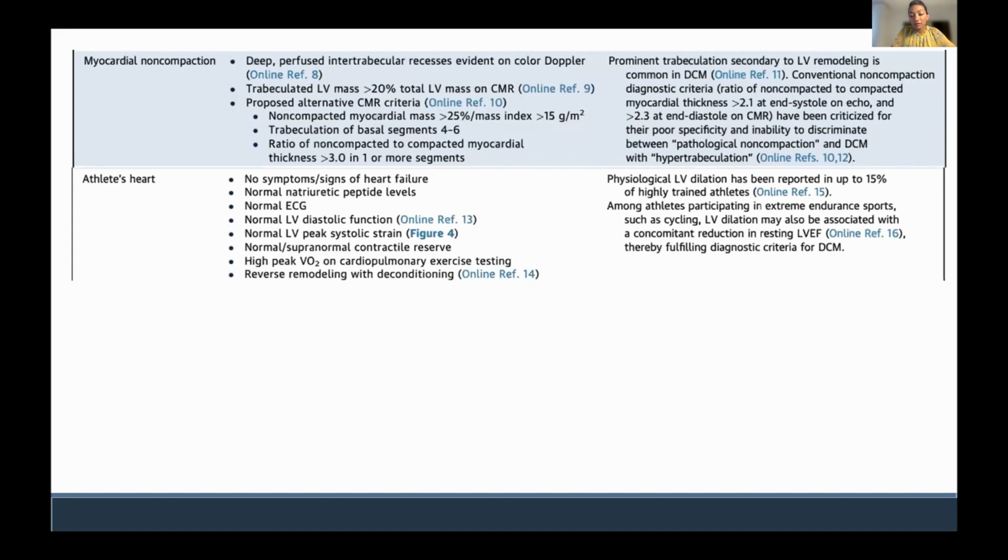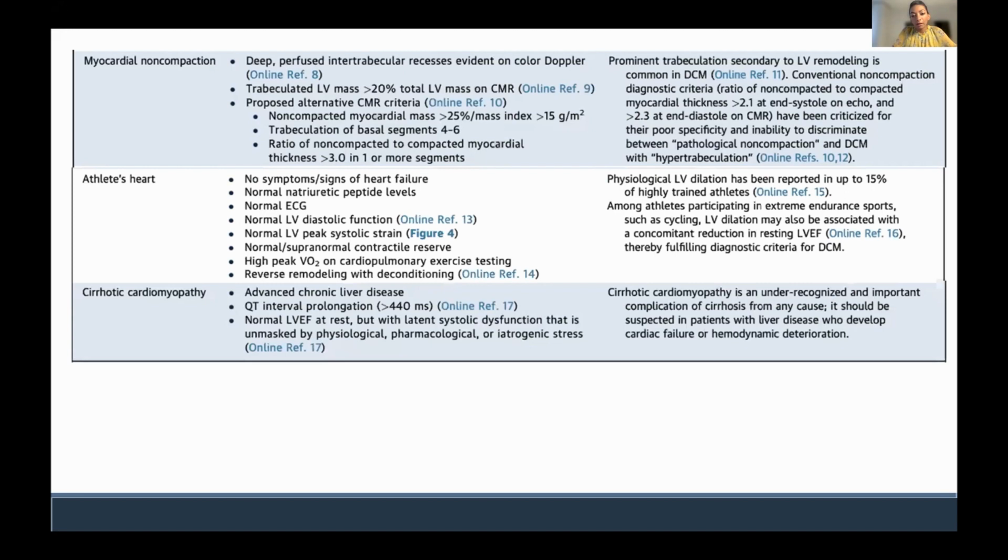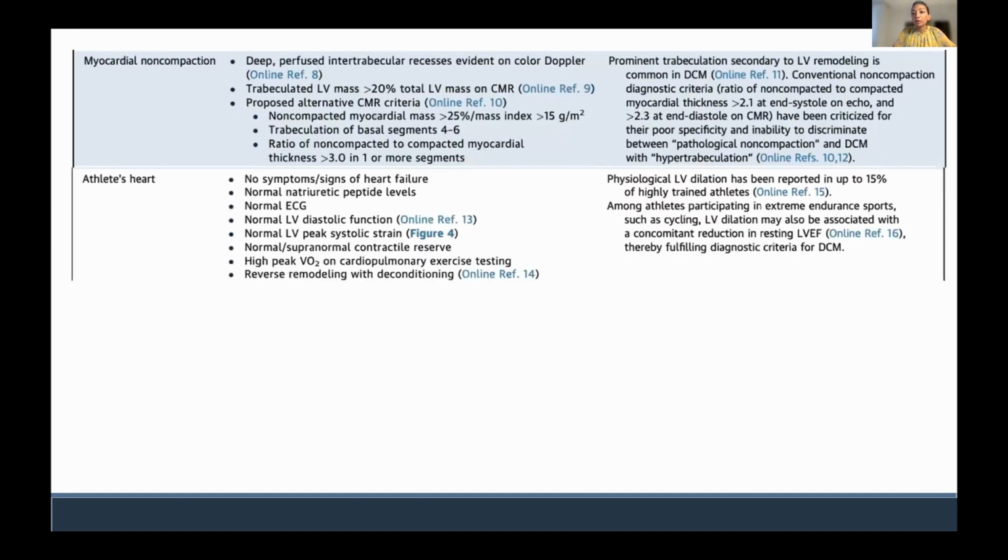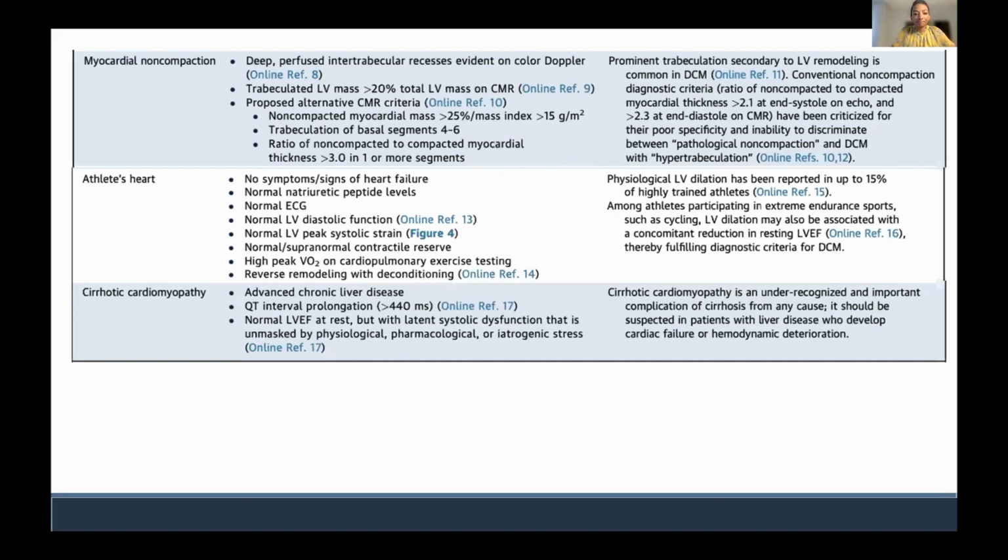Athlete's heart can sometimes phenotypically appear similar to cardiomyopathy as well, but you'll see that these patients otherwise have no signs or symptoms of heart failure. They'll have normal natriuretic peptides, normal ECG, normal diastolic function, normal strain, and normal, or in fact, a high peak VO2 on CPET testing. One thing that can be done to distinguish athlete's heart from cardiomyopathy is having the person stop exercising, and then you'll actually see reverse remodeling with deconditioning.